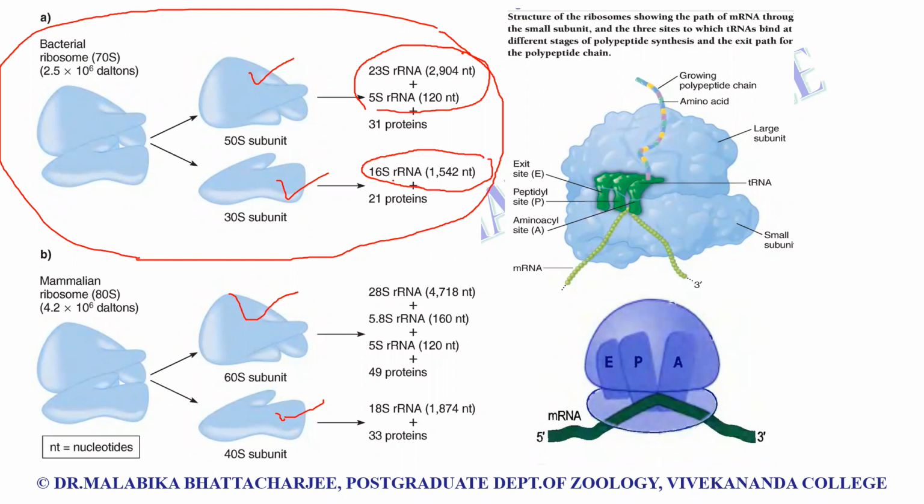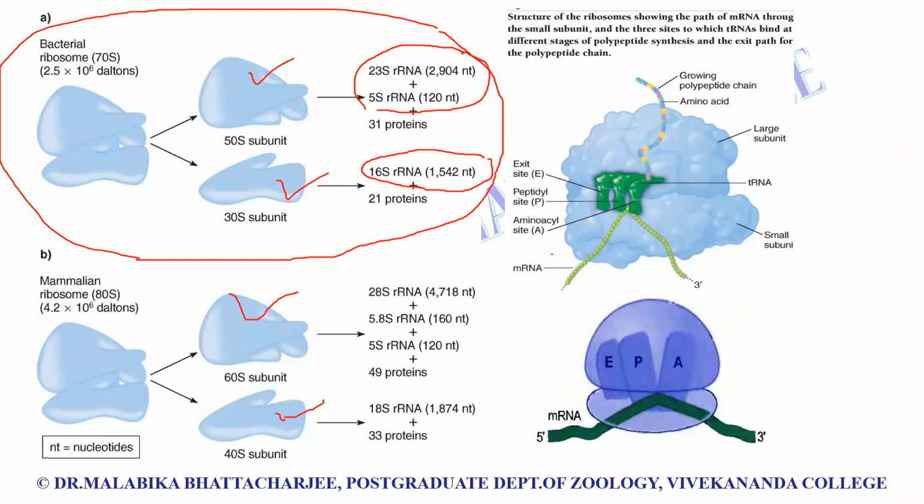And the ribosome, as you can see, is made up of RNA molecules and proteins. In case of the 50S subunit, we have the 23S rRNA, the 5S rRNA and 31 proteins. When you look into the smaller subunit, we have the 16S rRNA and 21 proteins. So we get a similar picture in case of the eukaryotes.